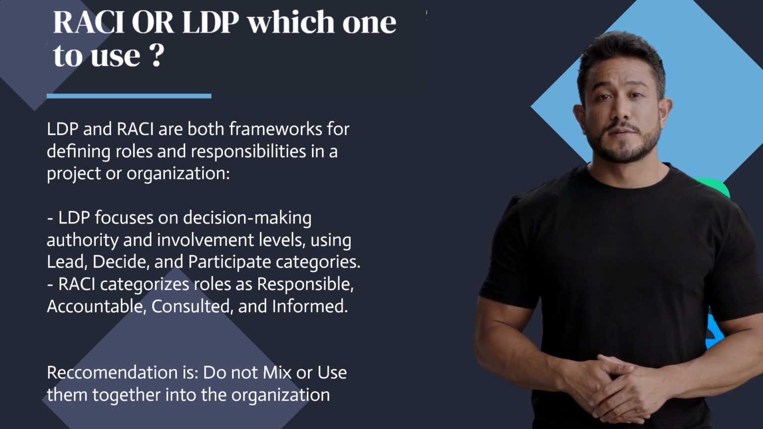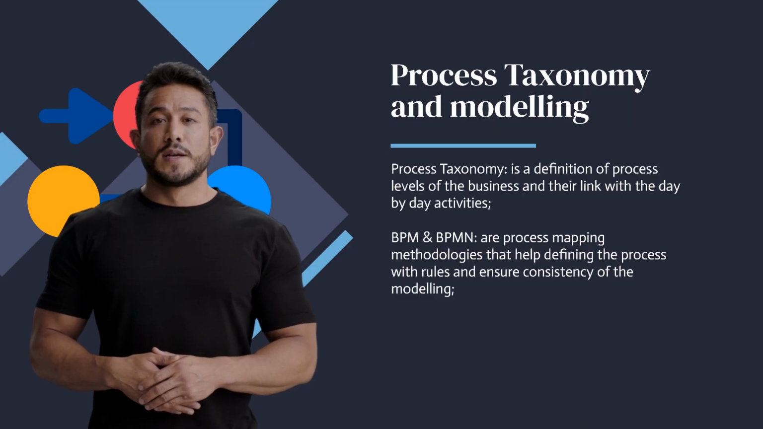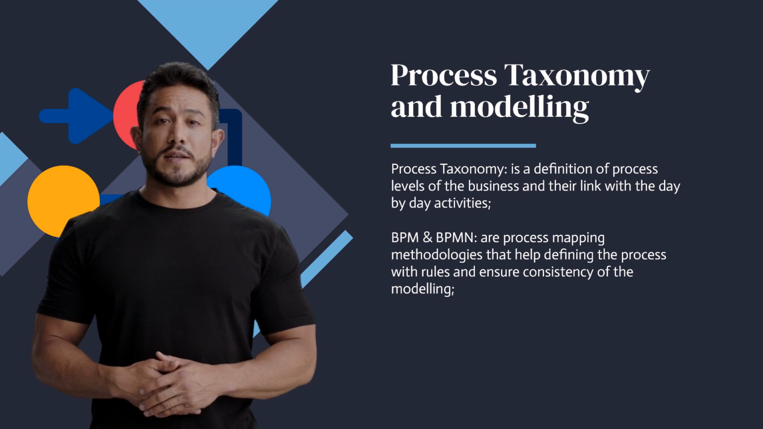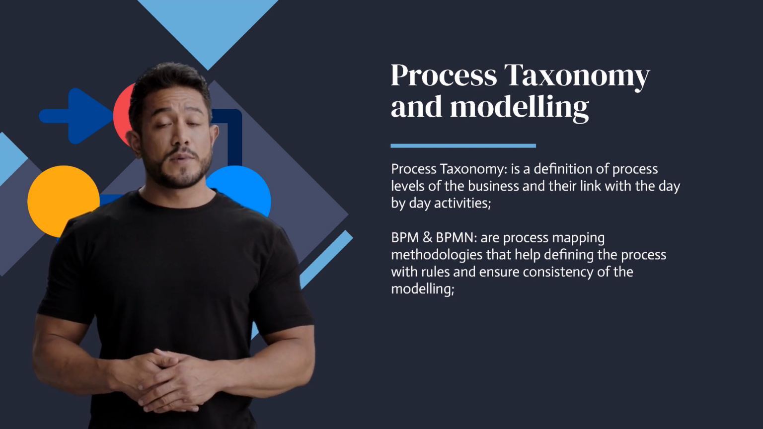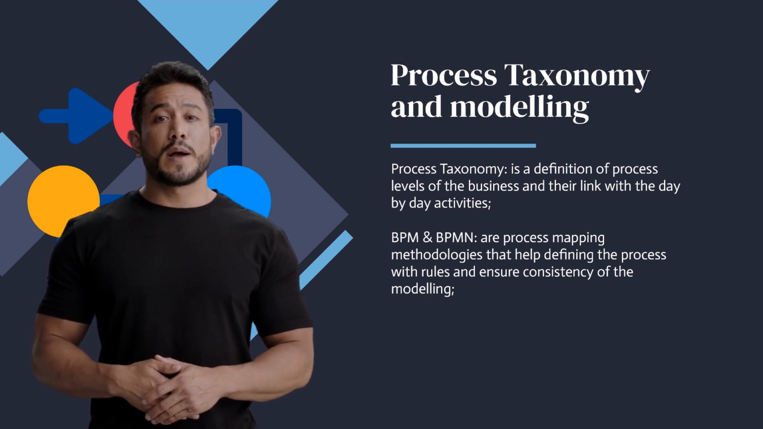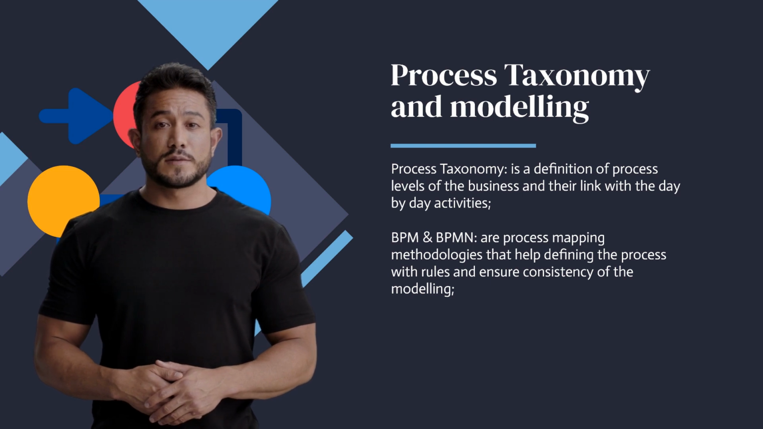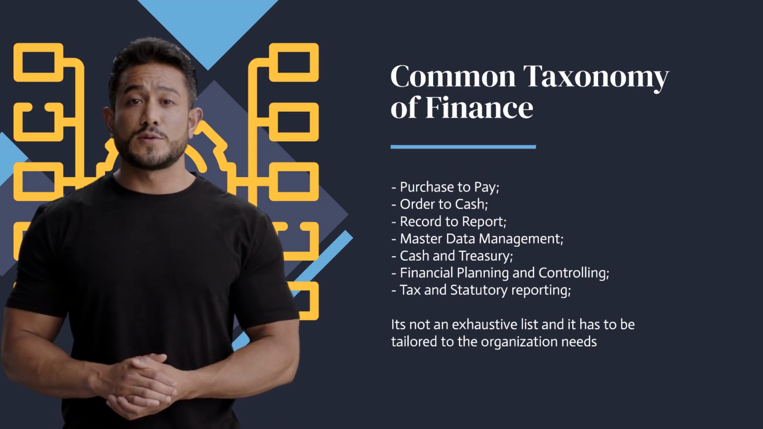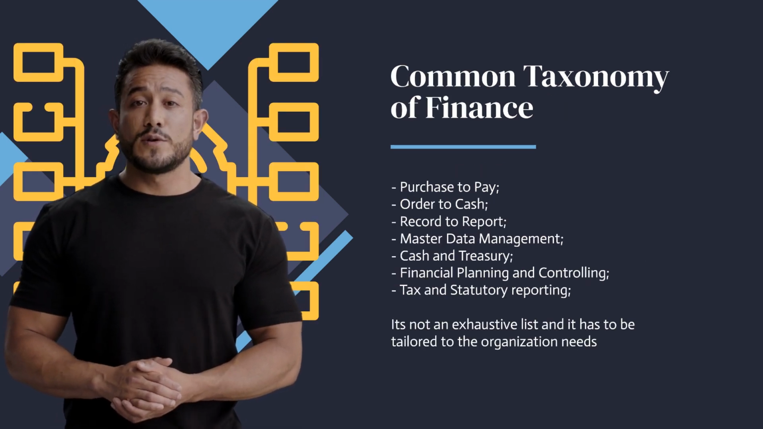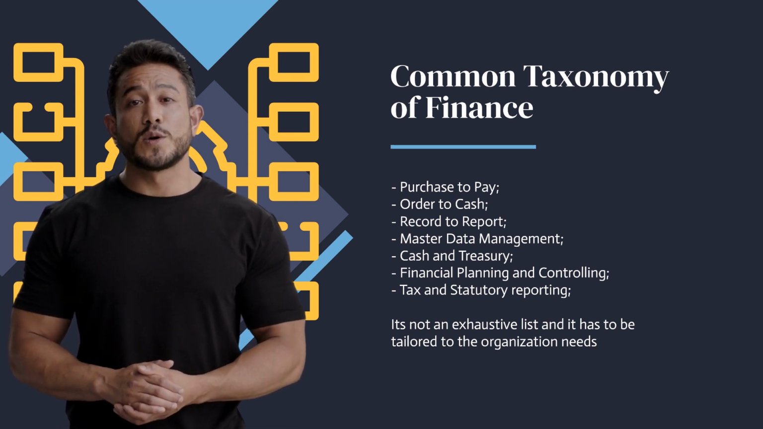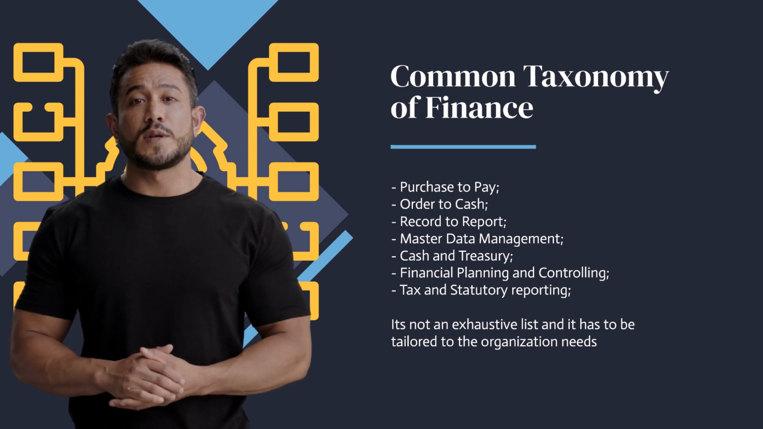process mapping. Process taxonomy is a definition of process levels of the business and their link with the day-by-day activities. BPM and BPMN are process mapping methodologies that help define the process with rules and ensure consistency of the modeling. Common taxonomy is used to define the processes that belong to finance or those in which finance is heavily involved and has steps to perform.